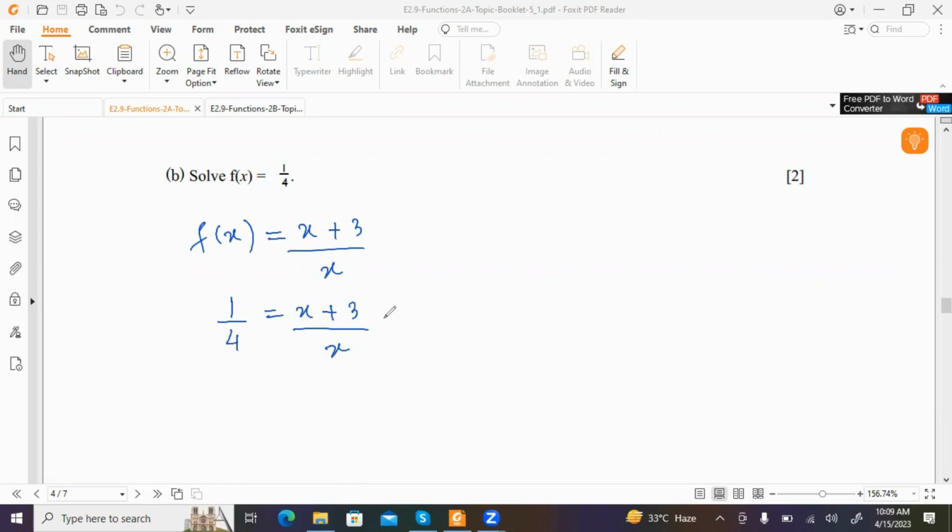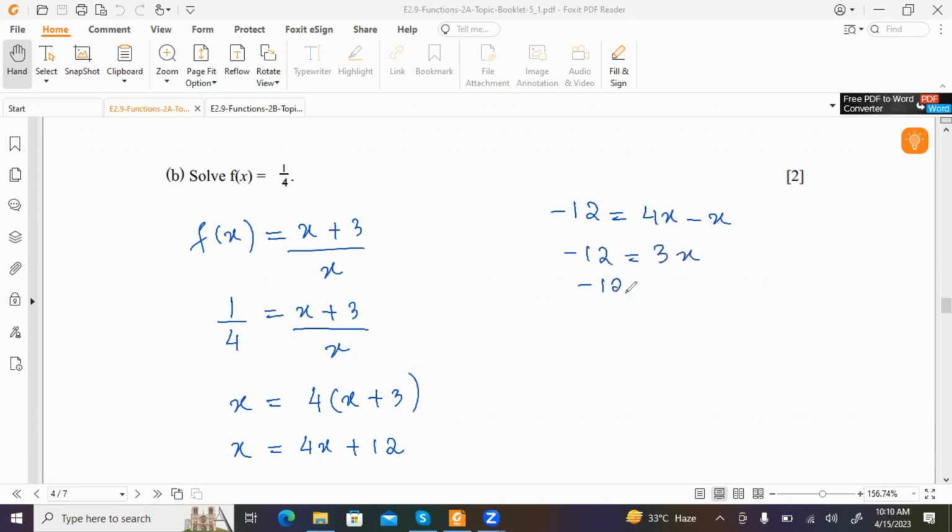Whenever we have fractions on both sides, directly just cross multiply to get rid of the fraction. So it's going to be x equals 4 times (x plus 3). x equals 4x plus 12. Collect the like terms on each side. So I'm going to take the 12 on the left-hand side and x on the right-hand side. Negative 12 equals 3x. Negative 12 divided by 3, negative 4 is x.